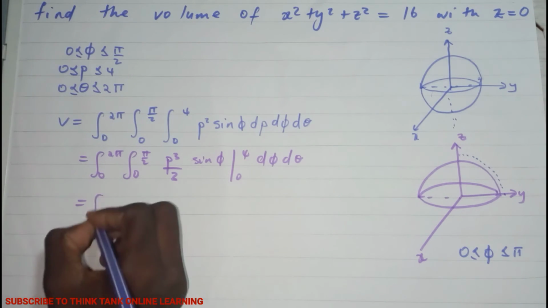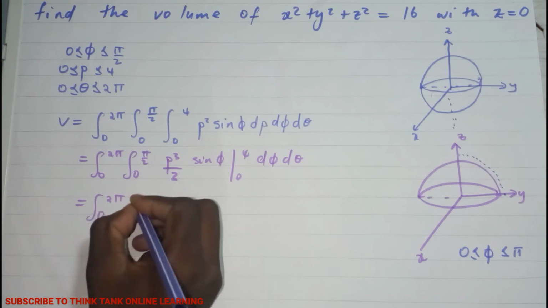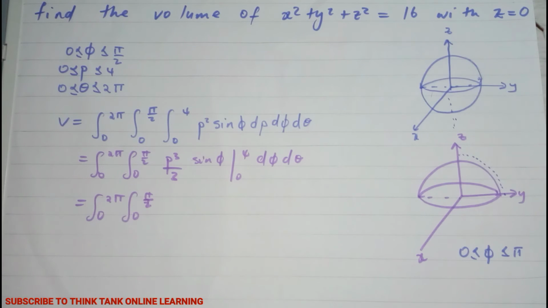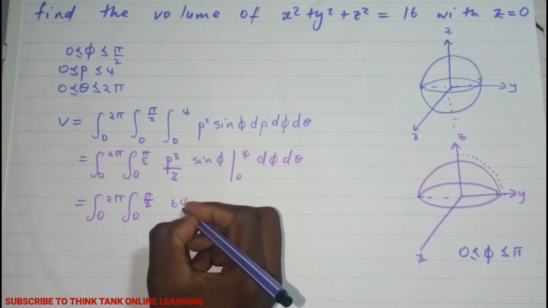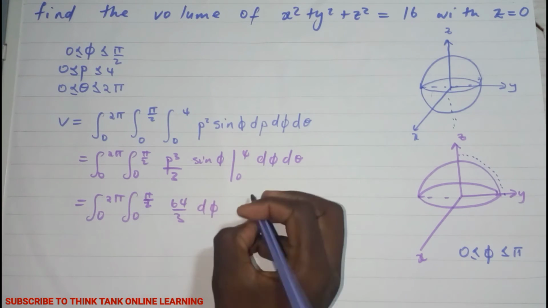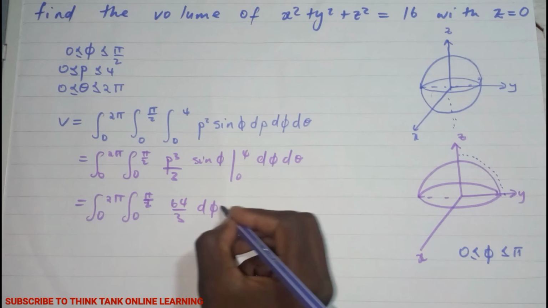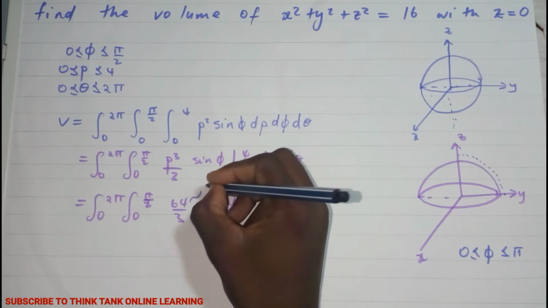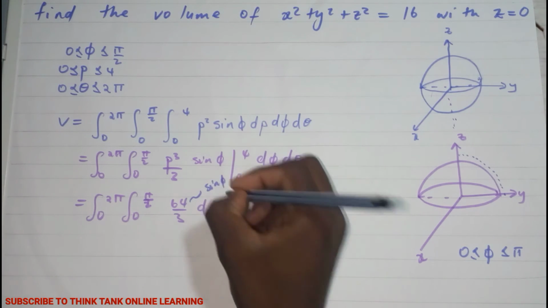So what do we have here? 0 to 2 pi, 0 to pi upon 2. Now 4 to the power 3 is 64, divided by 3, d phi. I forgot to write d theta. Here I should write sine phi since I haven't integrated with respect to phi.